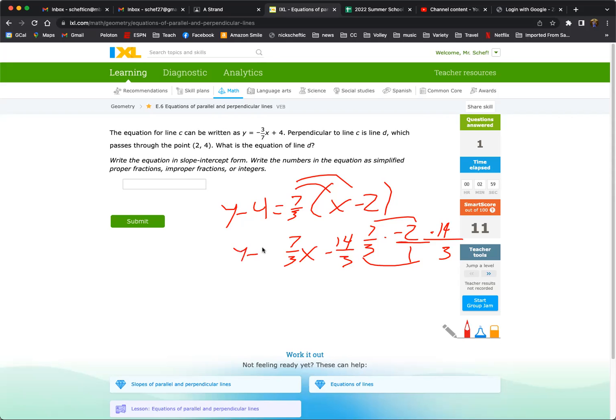And then we have y minus 4. We bring those down. We're going to add 4 to both sides. We're almost done. We just got to do that last part. So y equals 7/3 x, 4 plus this. Let's make this a different number here instead of an improper fraction. So 3 goes into 14 4 times with a remainder of 2. So 4 2/3. That's negative. And we're adding 4. Let's do that. So we're going to be left with this negative 2/3. These 4s will cancel each other out. And then we have negative 2/3.